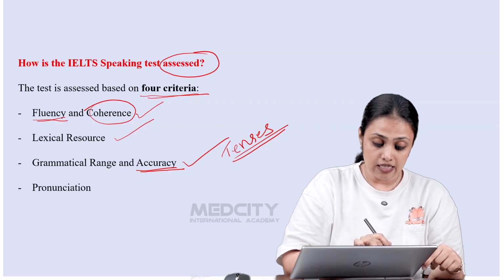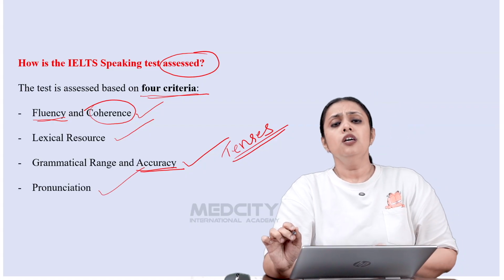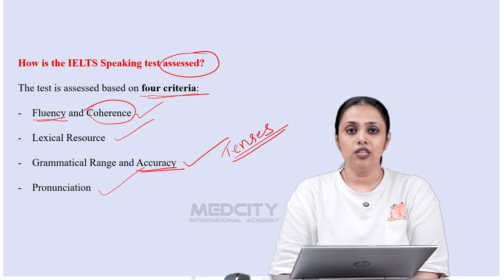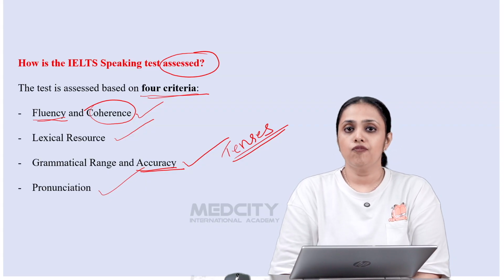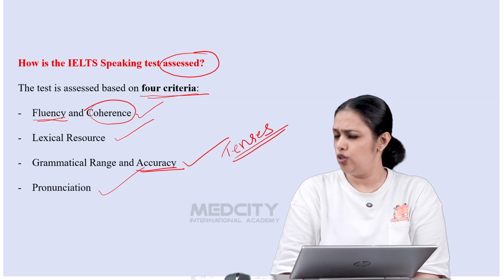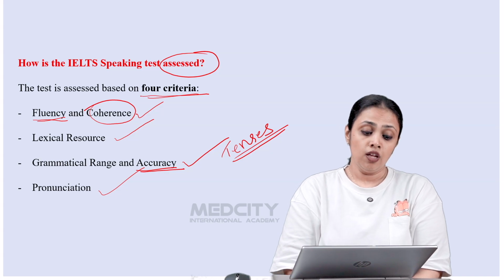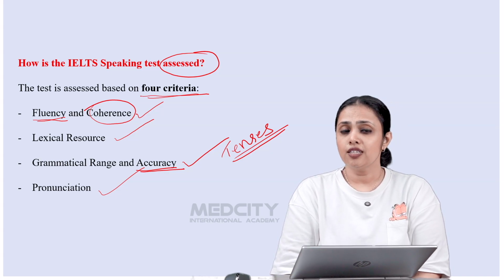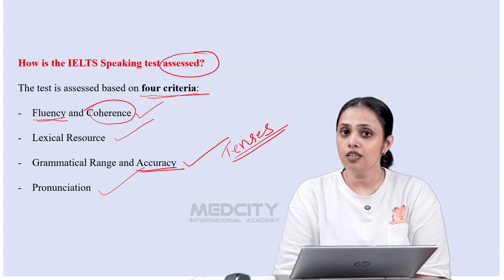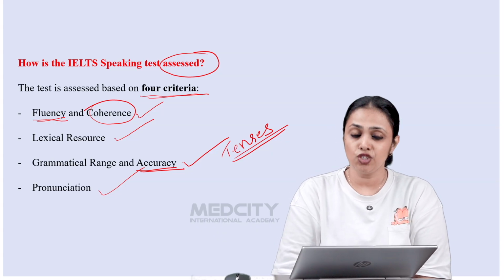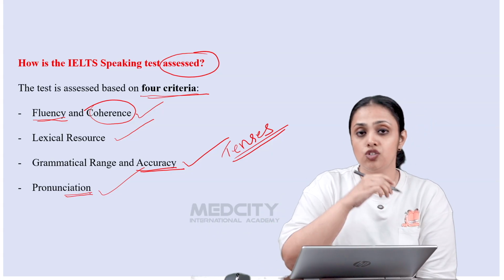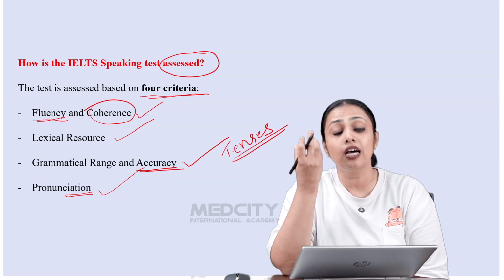Then the last criterion is pronunciation. Now, when it comes to pronunciation, candidates have this misconception that it's about the accent. If they have an accent like native speakers, they'll be able to score better. No, it's not about the accent. Of course, you have to try and ensure that your L1 accent, that is the influence of your mother tongue when you speak English, is minimal. That should be there. Apart from that, what they look for in pronunciation is whether whatever you're saying is clear or understandable to the listener.